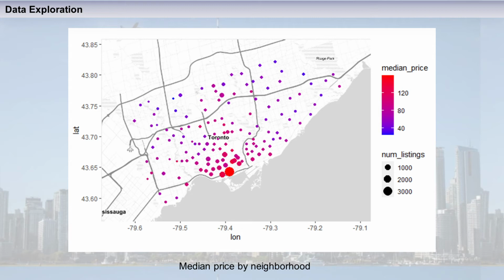This plot shows the median price by neighborhood. In this map, each dot is one neighborhood. The size of the dot depends on the number of listings, and the color of the dots depends on the median price in that neighborhood. We can see that this neighborhood has the most expensive price.